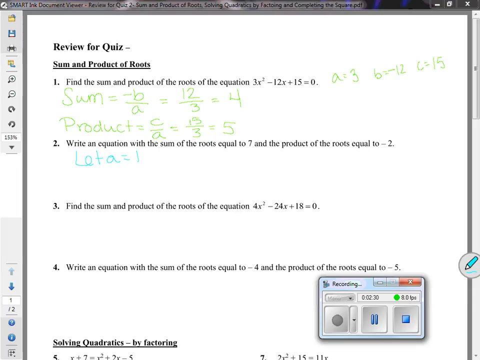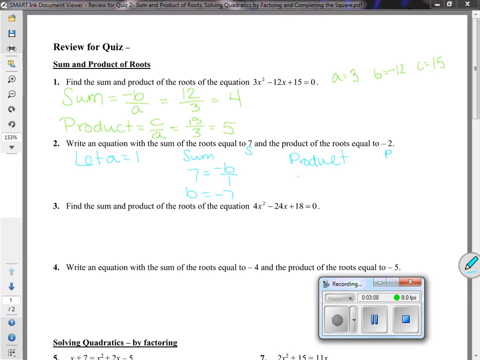So if I have my sum equal to 7 and my product equal to negative 2, for my sum I would have 7 equals, what's that equation again? Negative b over a, and I'm saying a is equal to 1. So if I have negative b equal to 7, if I divide by 1 it would just be negative b. What's my b going to equal? Negative 7.